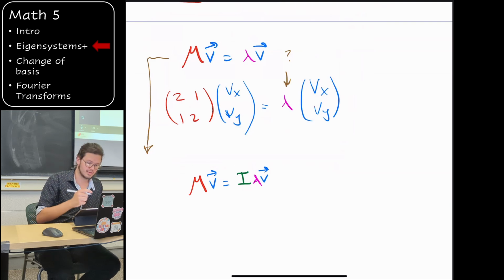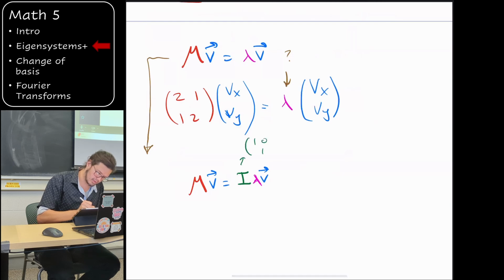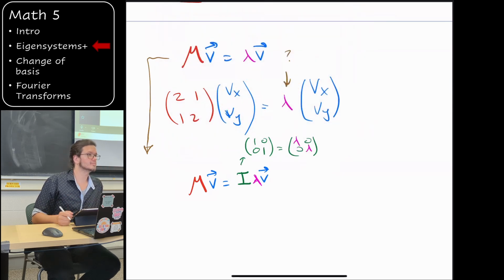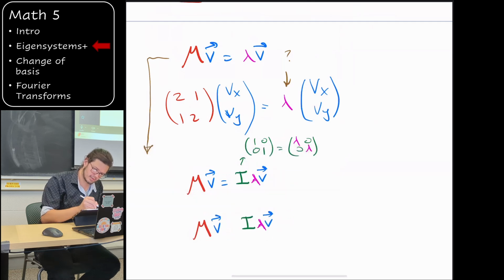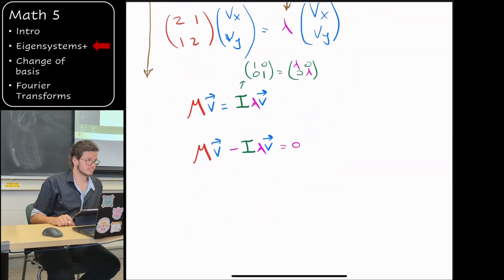So I haven't done anything. I have just said there is a matrix in here that is the identity matrix, 1, 1, 0, 0. So if you multiply the identity matrix by lambda, basically you get a matrix that is lambda, lambda, 0, 0. And that just stretches the vector in that direction. But if these two things are equal, that means that I can subtract and say that this is equal to 0.